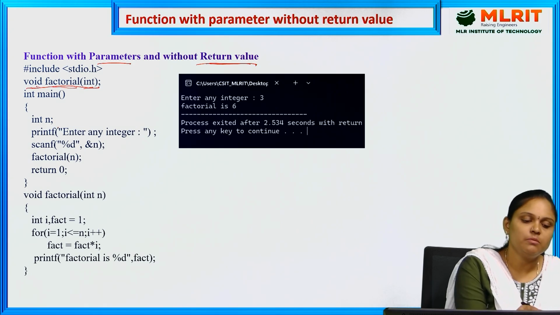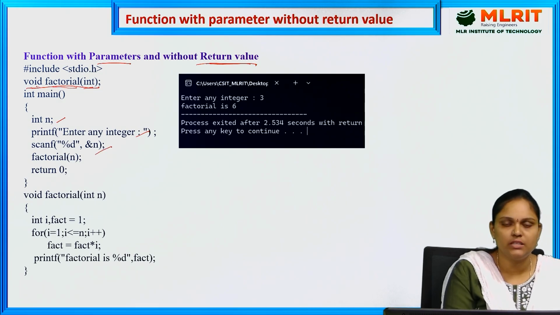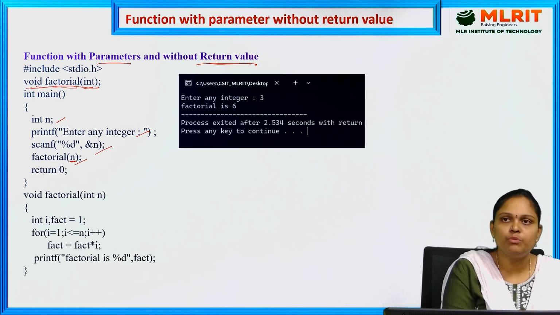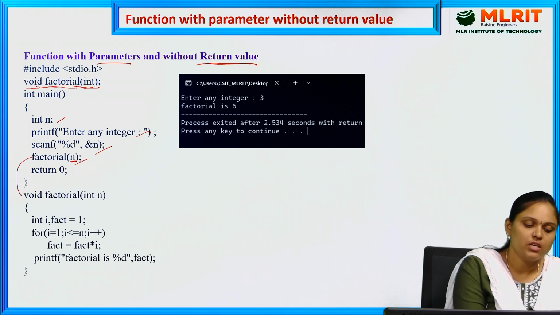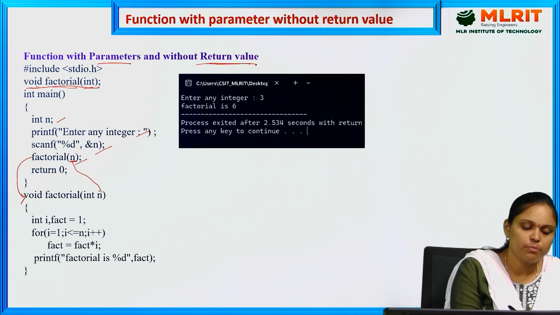Next, inside the main function, we are declaring an n value. Then by using printf, we are asking to enter an integer, and by using scanf, we are reading that n value, and we are calling the factorial function. To this factorial function, we are passing the n value, which is the input that I am giving. The control will jump to the function definition, and this n value will be copied to this n.